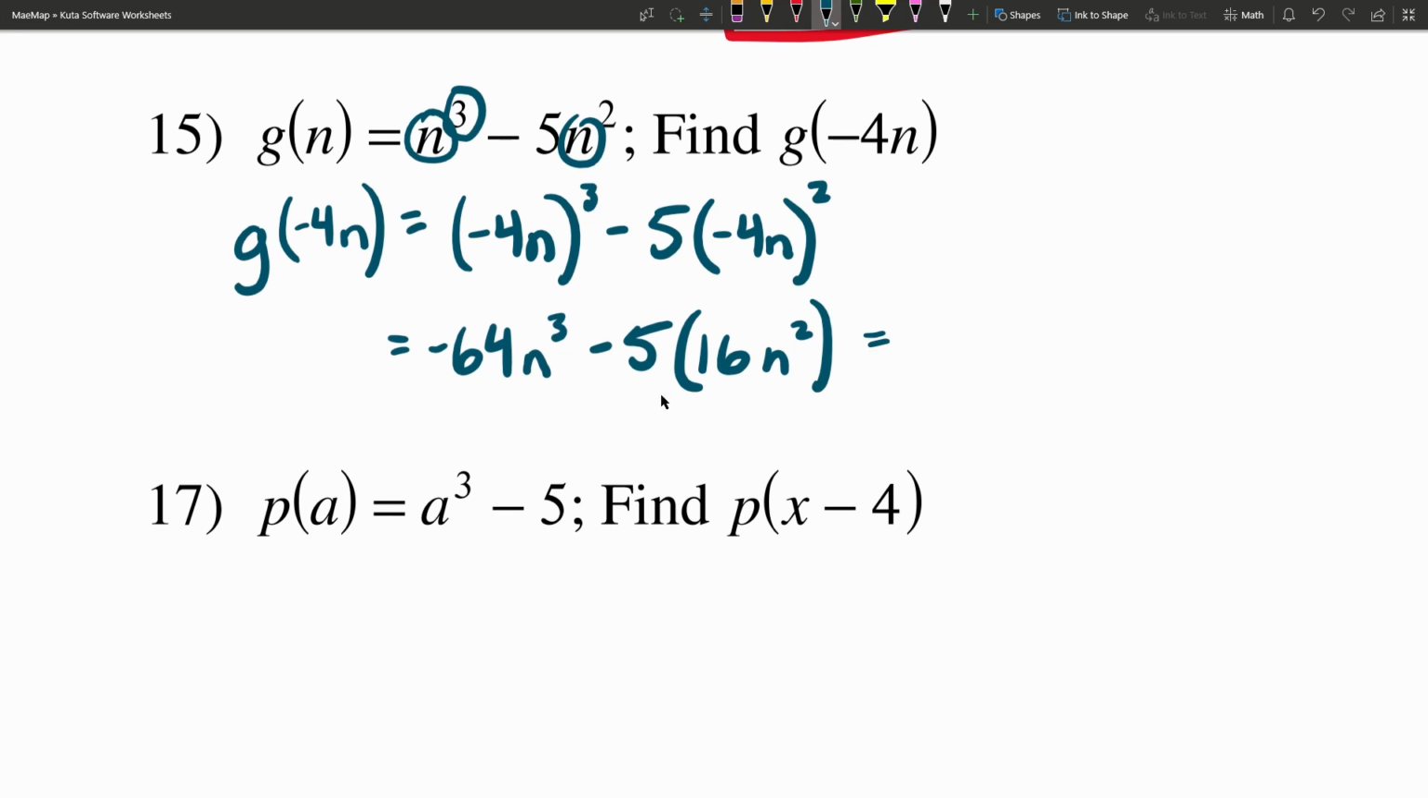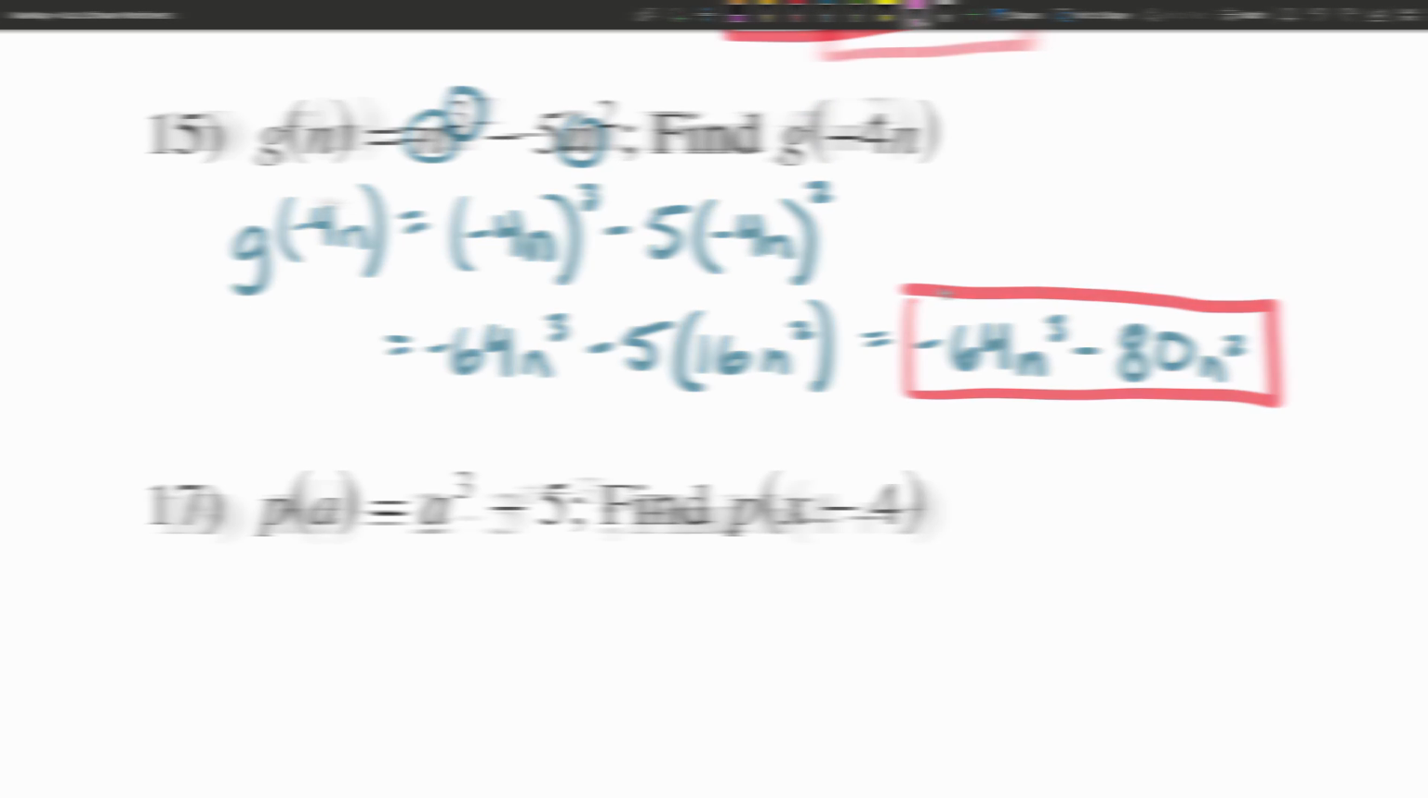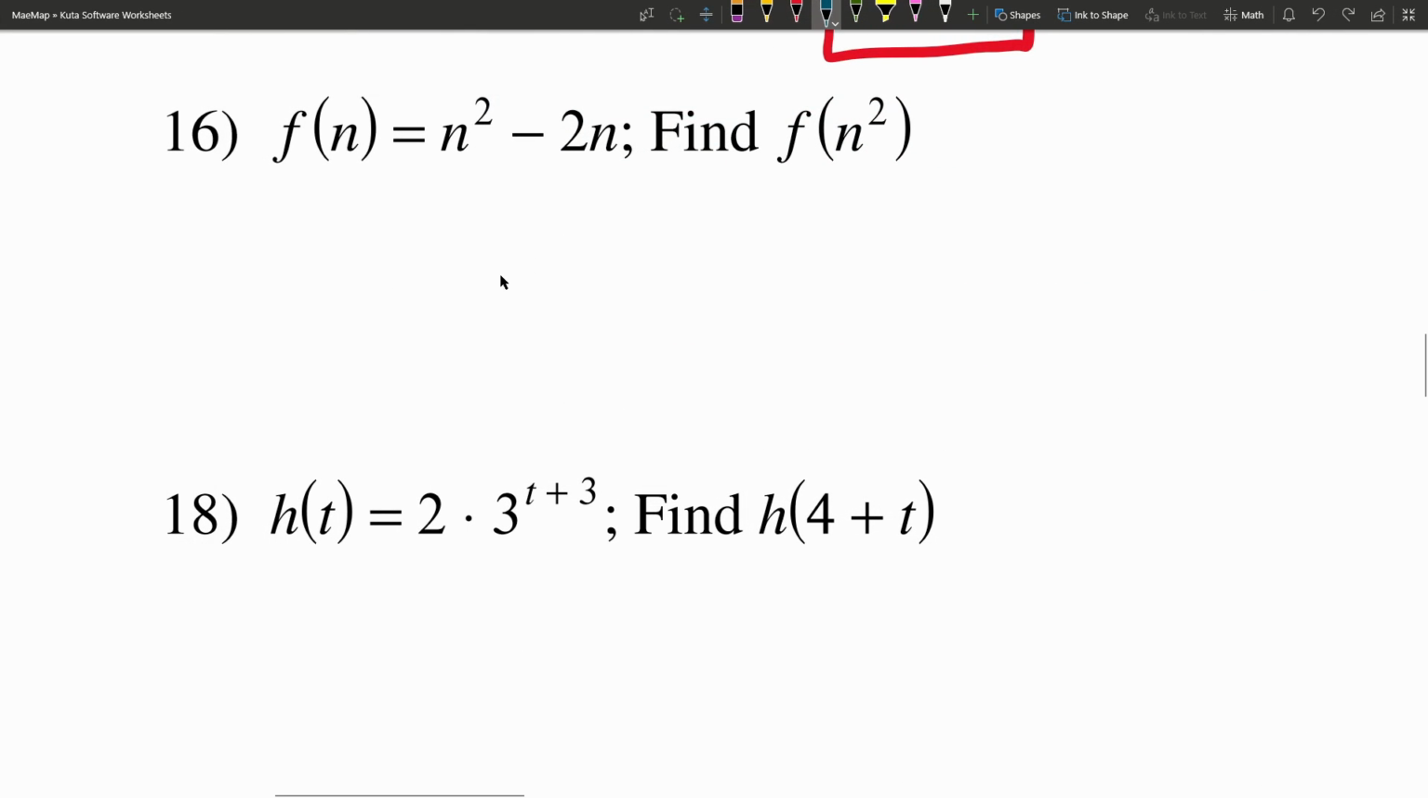Simplifying a bit further, we can combine this 5 times the 16. So we'll have negative 64 n cubed minus 5 times 16, which is 80, and that's multiplied by n squared. So again, negative 64 n cubed minus 80 n squared. And I want to reiterate the fact that it's important to keep the parentheses around what we're plugging into our function. That way, we correctly execute the order of operations. Let's move on to number 16. For number 16, our function is f of n.